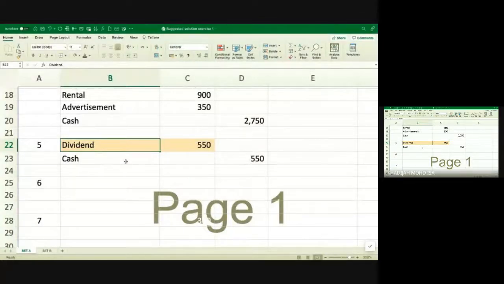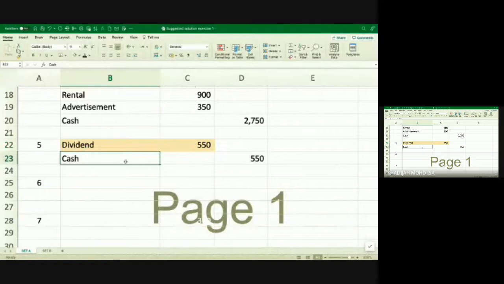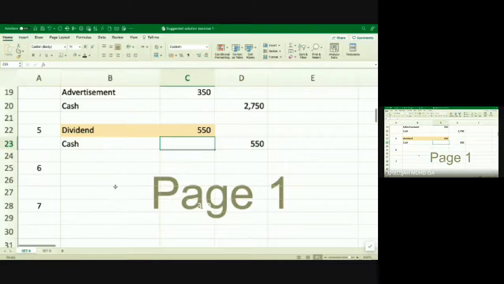So that's why the dividend account is always debited. Because dividend reduces owner's equity. When you make payment, that payment reduces your owner's equity. So that's why it's debited. And cash, of course, because you make payment, you have to credit your cash.